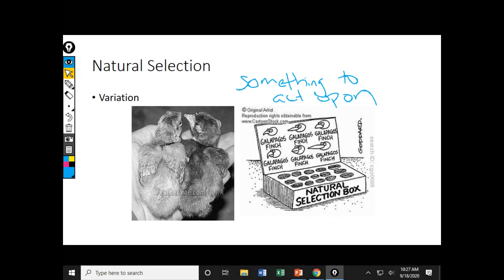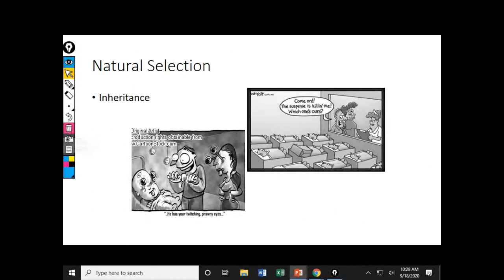Okay, the first thing is we have a population and they have variation. So we have our green and our orange beetles. There's a difference in our genotype and phenotype, right? And that is heritable. We have to be able to pass this on to the next generation. Otherwise, we would reset every generation.